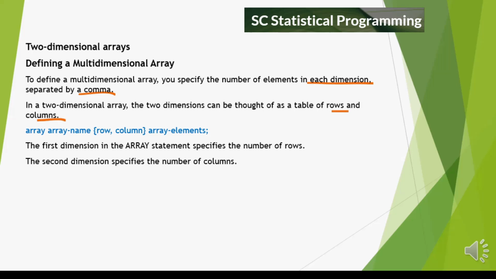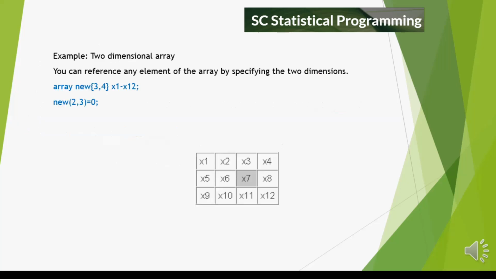This is the general form. For the dimension, we can see it includes row information and column information separated by a comma. The first dimension in the array statement specifies the number of rows, and the second dimension specifies the number of columns. Let's look at an example for a two-dimensional array. We can reference any element of the array by specifying the two dimensions.